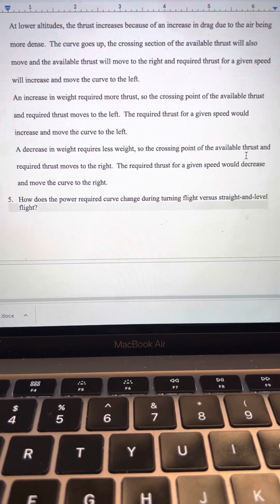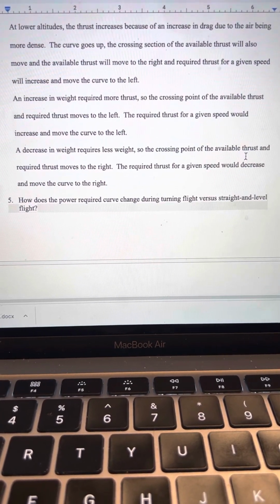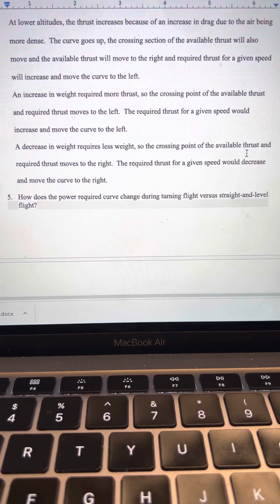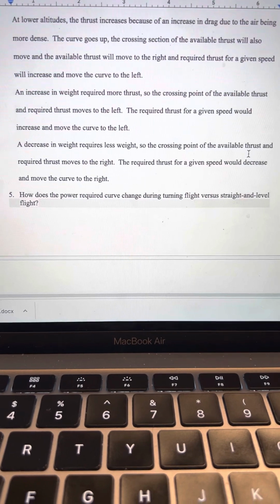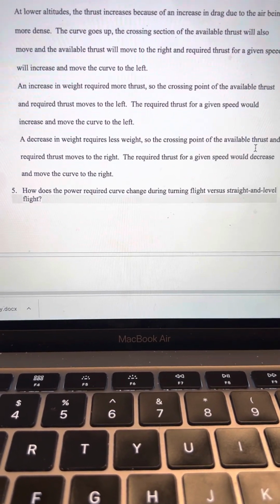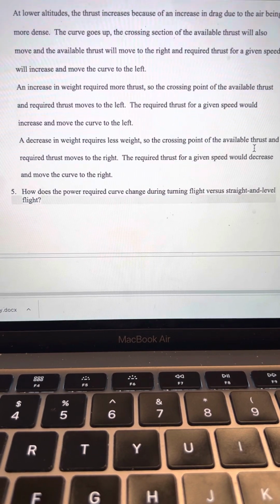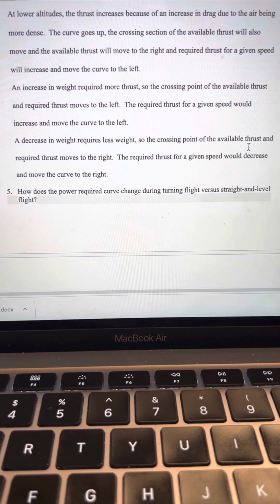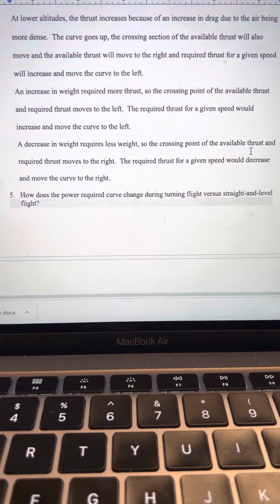And then at lower altitudes, the thrust increases because of an increase in drag. So essentially the opposite, and now the air is more dense. The curve goes up, and the crossing section of the available thrust will also move, and then the available thrust will move to the right, and the required thrust for a given airspeed will increase and move the curve to the left.